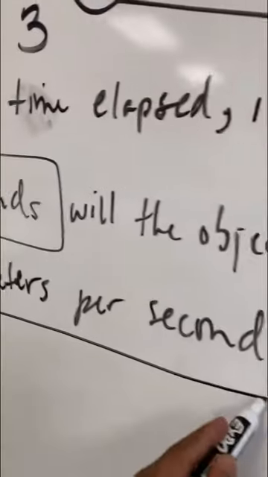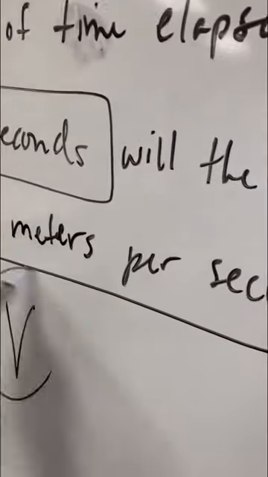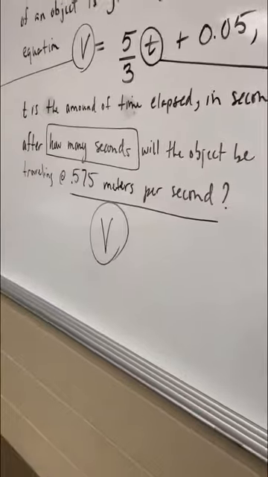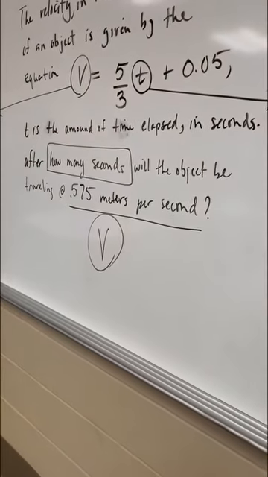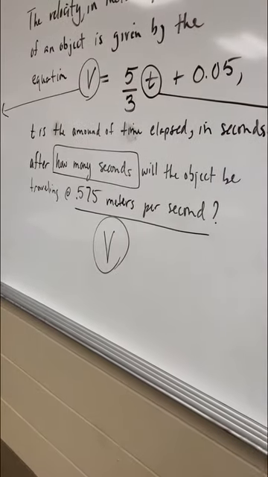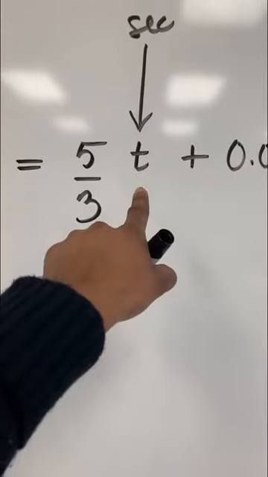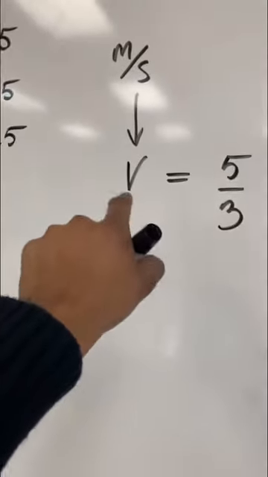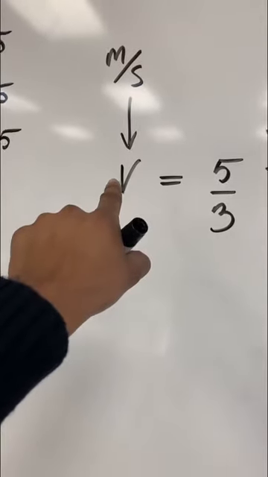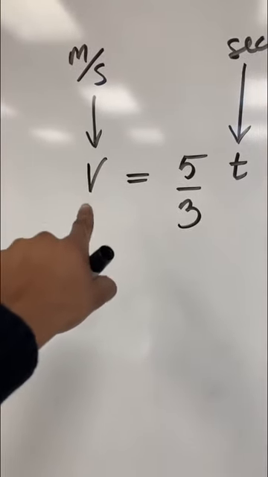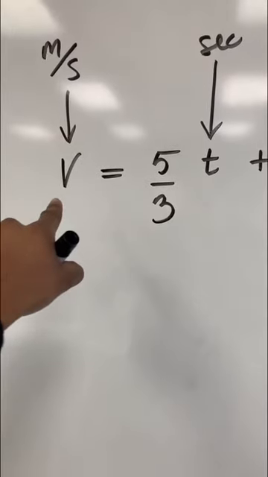This right here, that's given information. And because that says meters per second, they just gave you the number for V. So the number that you're looking for is seconds. You're looking for T, but you were given V. So 0.575 has to go there.